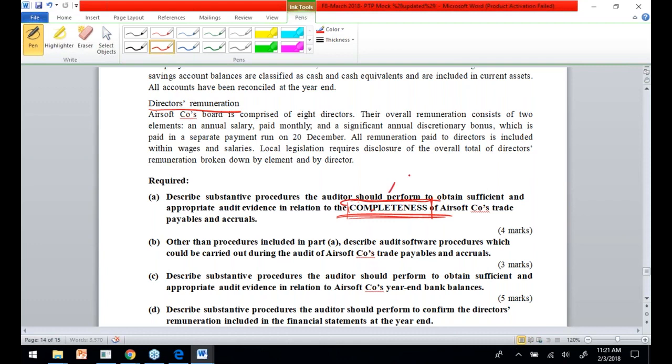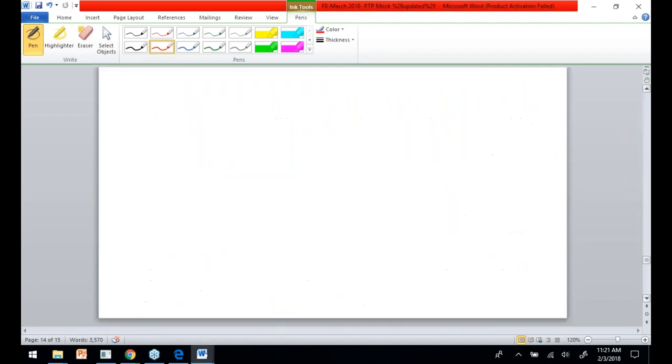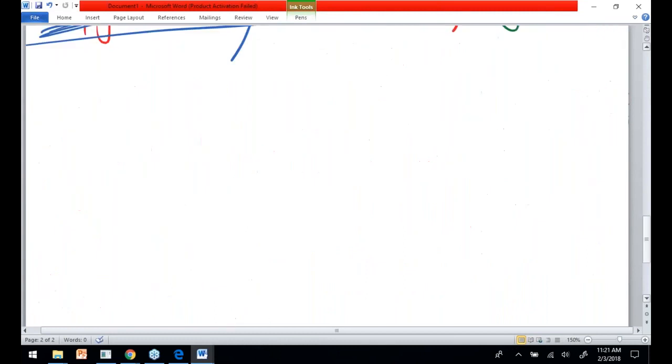So you can't write procedures on existence or valuation or rights and obligations, because these procedures have to be specifically on the completeness of payables. Again, this is an answer that will be given to you, that will be emailed to you. What I want to discuss is the technique of writing a substantive procedure.